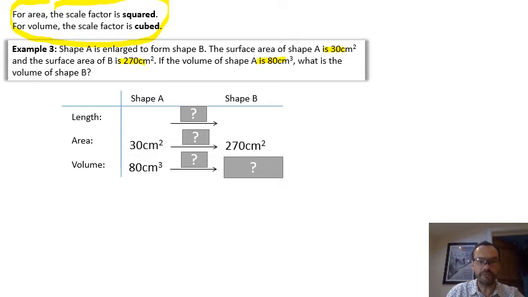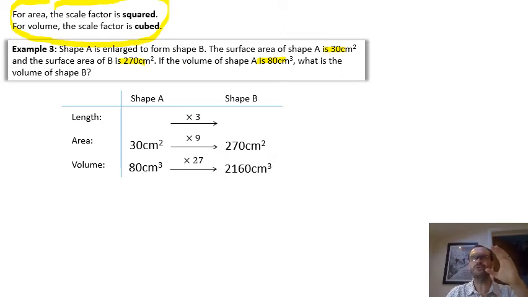What information do we have? We have the area information. Areas have been multiplied by 9. We need the length information before we then get the volume information. So from area to length, square root. From length to volume, cube. 27 times 80 is roughly 2,160. Okay. Right, so that's one of the very harder ones.